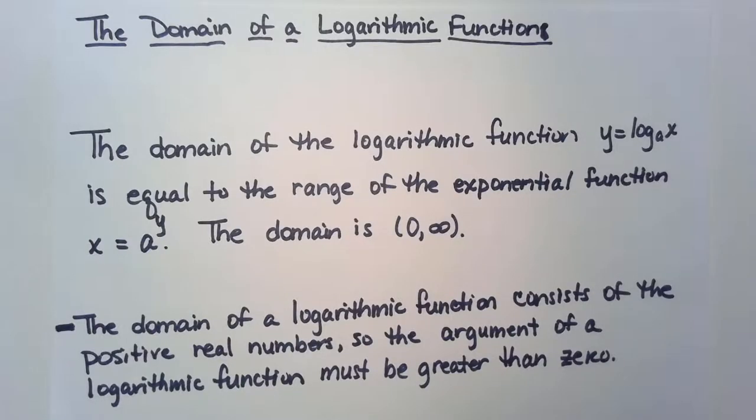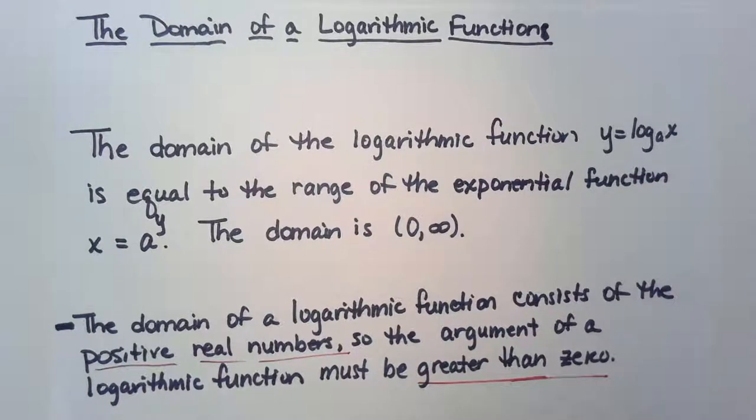All right, so let's talk about the domain of a logarithmic function. The domain of the logarithmic function y equals log base a of x is equal to the range of the exponential function x equals a to the y. The domain is 0, comma, to positive infinity. The domain of a logarithmic function consists of the positive real numbers. So the argument of a logarithmic function must be greater than 0.